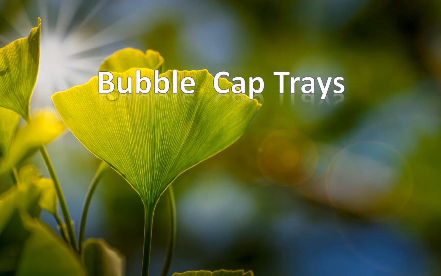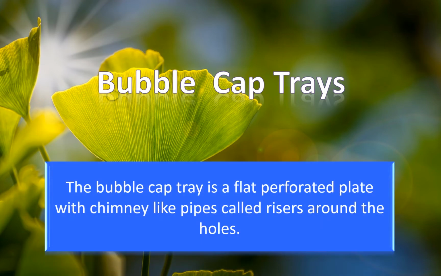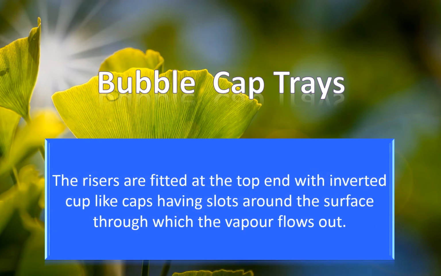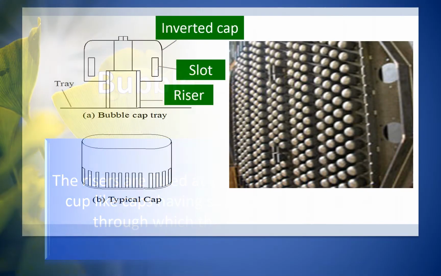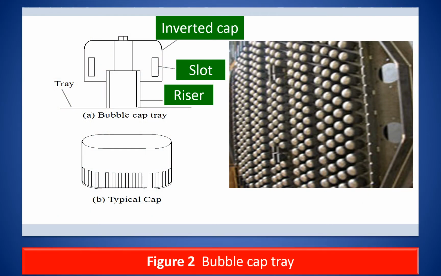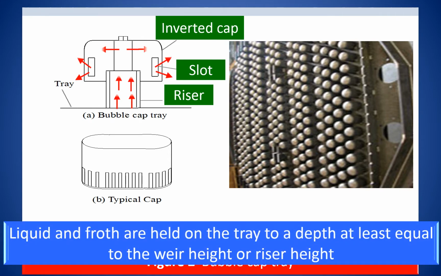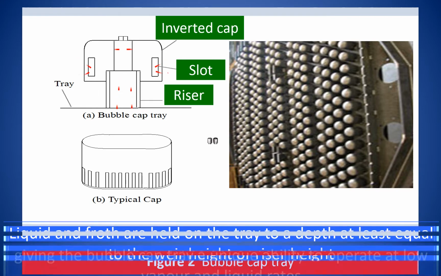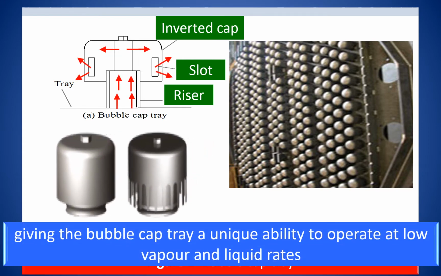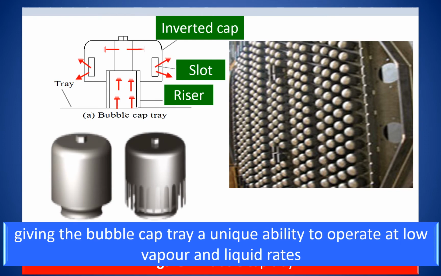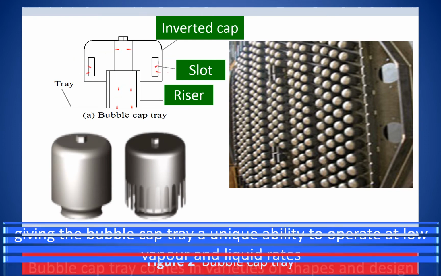Bubble cap trays. Bubble cap tray is a flat perforated plate with chimney-like pipes called risers around the holes. The risers are fitted at the top end with inverted cup-like caps having slots around the surface through which the vapor flows out. Shown in this figure is a bubble cap tray. Liquid and froth are held on the tray to a depth at least equal to the weir height or riser height, giving the bubble cap tray a unique ability to operate at low vapor and liquid rates.